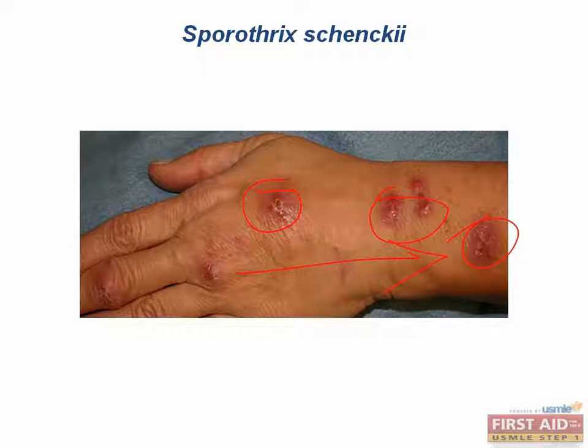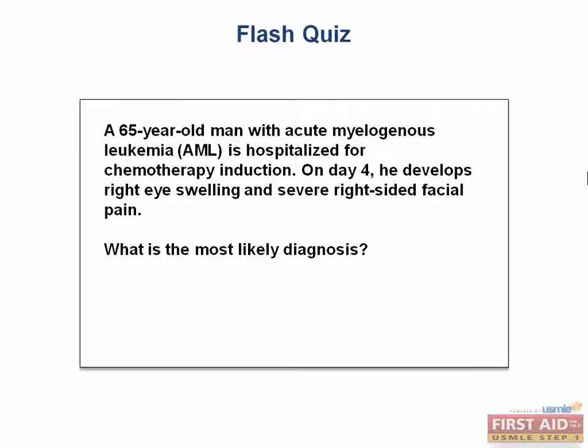And that's it for the fungi that I think you should know. Next, we're going to talk about parasites, which include protozoa and worms. Before we end this section, let's do one more high-yield clinical scenario. A 65-year-old man with AML, acute myelogenous leukemia, is hospitalized for chemotherapy induction. On day 4 of his hospitalization, he develops right-sided eye swelling and severe right facial pain. The question is, what is the most likely diagnosis?